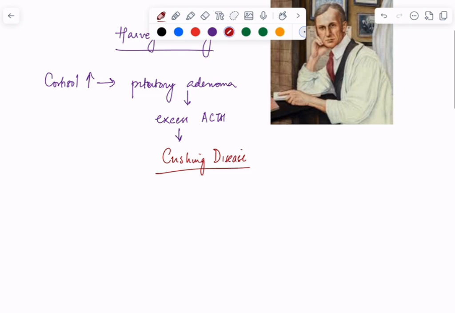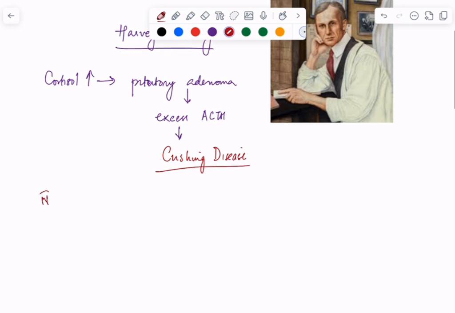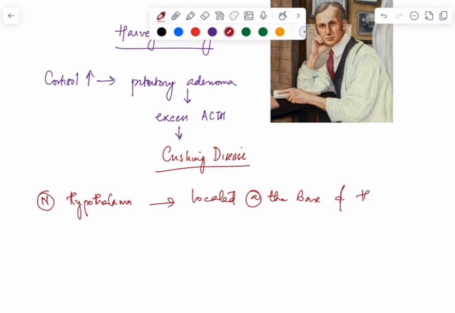Normally, our hypothalamus is located at the base of the brain, and it secretes one hormone, corticotrophin releasing hormone. We can also call it CRH. So normally the hypothalamus is secreting this corticotrophin releasing hormone, CRH.